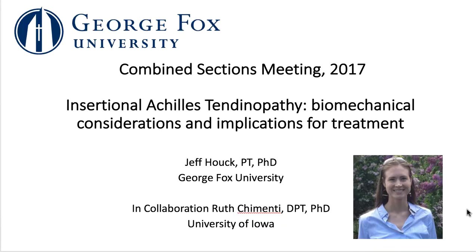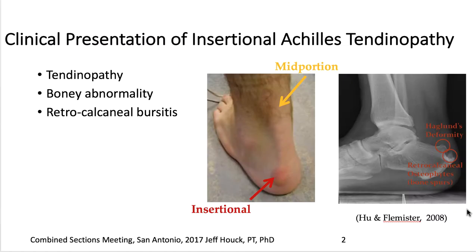The topic of this talk is insertional Achilles tendinopathy, biomechanical considerations and implications for treatment. Much of this data was presented at the APTA Combined Sections meeting 2017. There are three basic elements of insertional Achilles tendinopathy: the tendinopathy itself, bony abnormality, and retrocalcaneal bursitis.